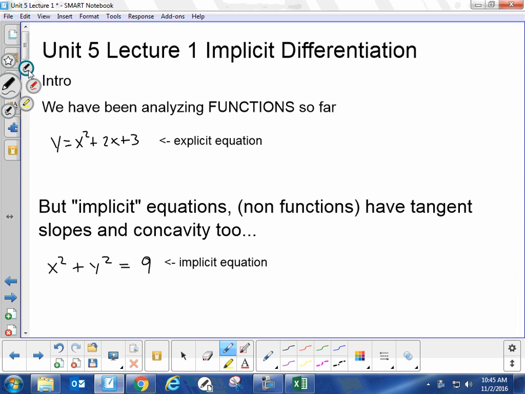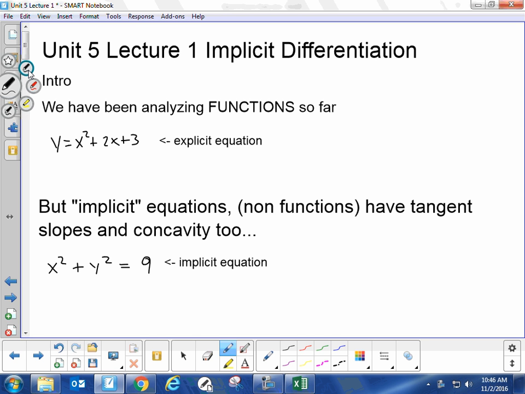So we start off with this unit on implicit differentiation. What is implicit differentiation? Well, turns out all we've been doing up until today has been explicit differentiation, where we've been taking derivatives of explicit equations, like functions. All were explicit. Plug in an x, you get a y. Y equals x squared plus 2x plus 3 is an explicit equation.